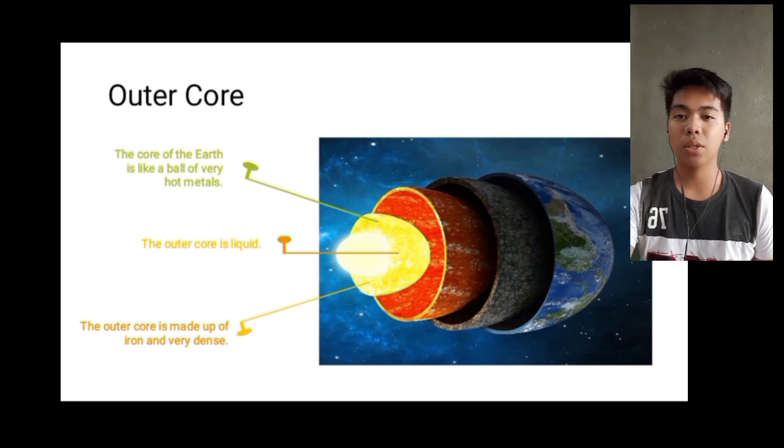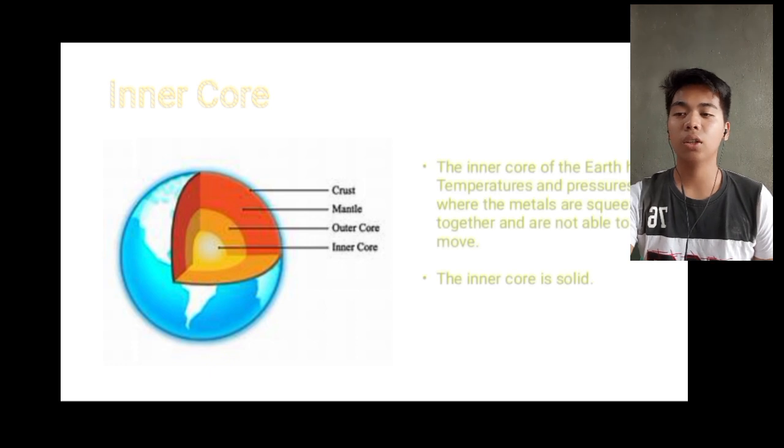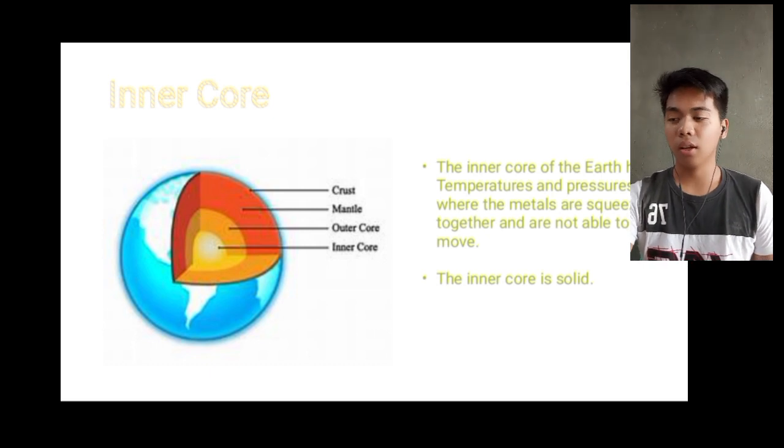And now, as we proceed to the inner core of the Earth, it has a temperature and pressure where the metals are squeezed together and are not able to move. The inner core is solid. The temperature of the inner core is far above the melting point of iron. However, unlike the outer core, the inner core is under intense pressure. The entire rest of the planet and its atmosphere prevents the iron from melting. The pressure and the density are simply too great for the iron atoms to move into a liquid state.